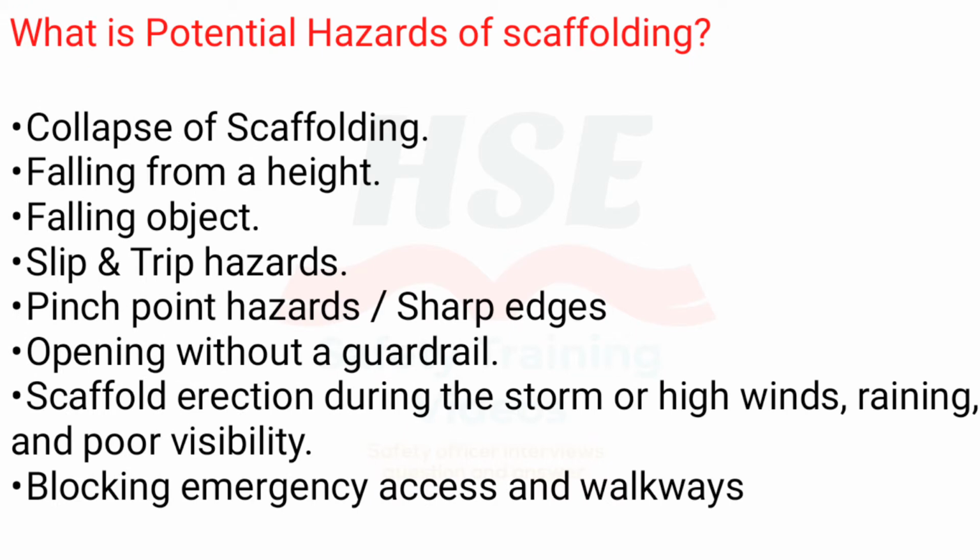What are the potential hazards of scaffolding? Collapse of scaffolding, falling from a height, falling objects, slip and trip hazards, pinch point hazards, sharp edges, opening without a guardrail, scaffold erection during storm or high winds, rain, and poor visibility, blocking emergency access and walkways.